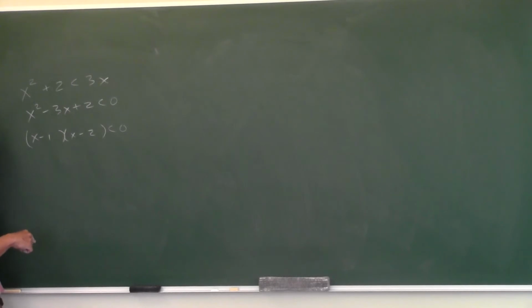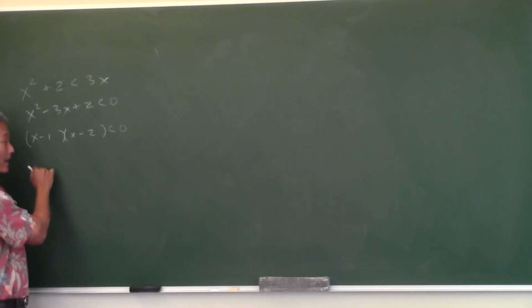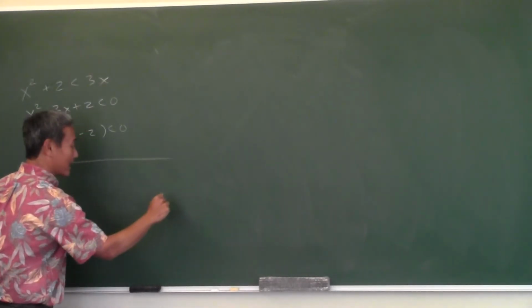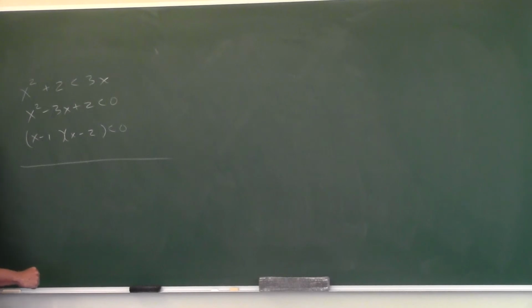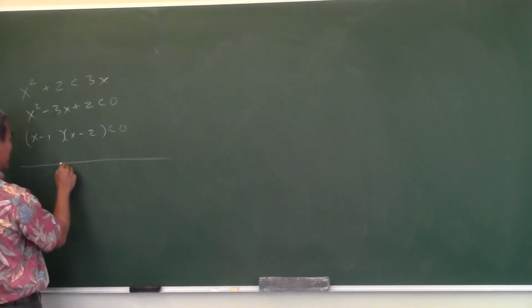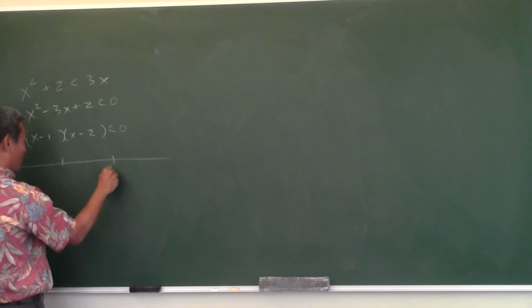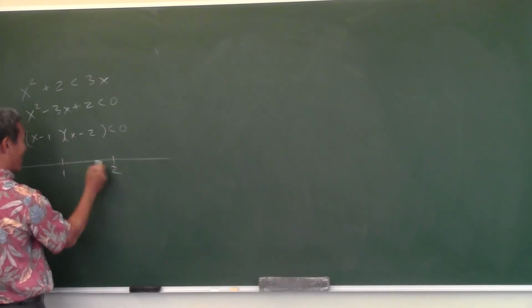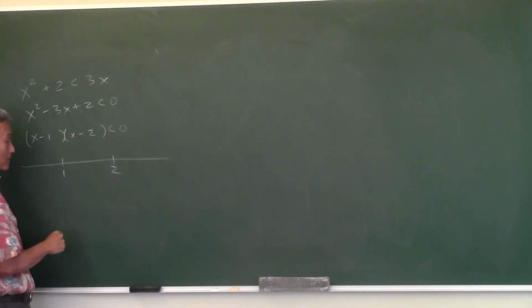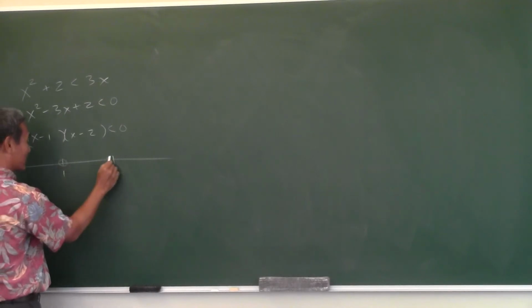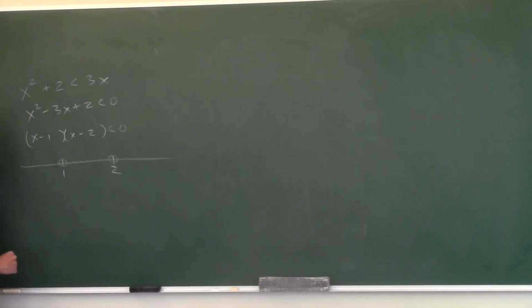What's the next step if you're solving an inequality? You make a number line. You guys remember doing number lines last year? This is the standard way of solving inequalities. So what do I put on the number line? The zeros, 1 and 2. Now are 1 and 2 part of the solution or not? They're not part of the solution, so you put open circles, right?